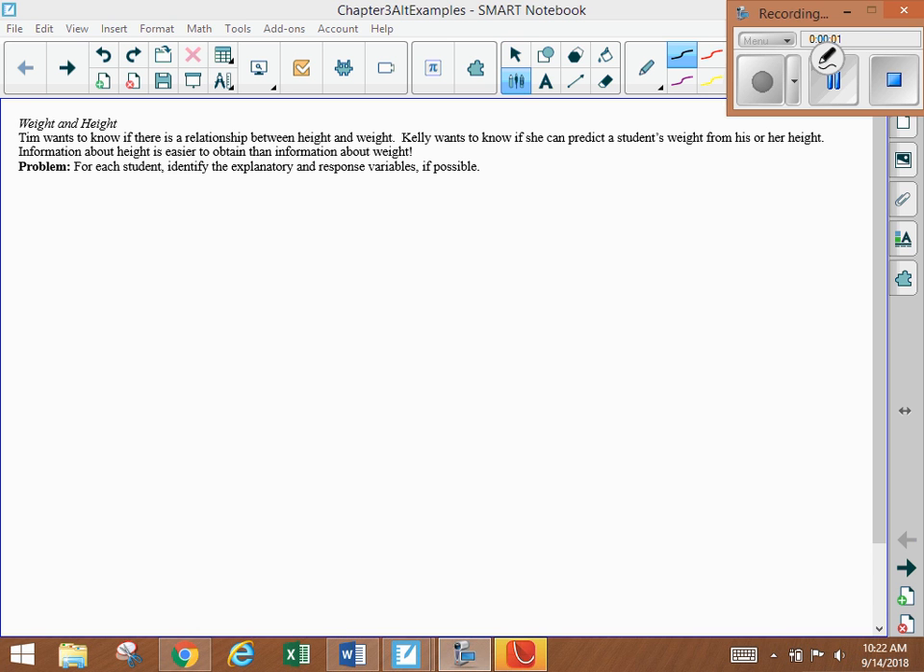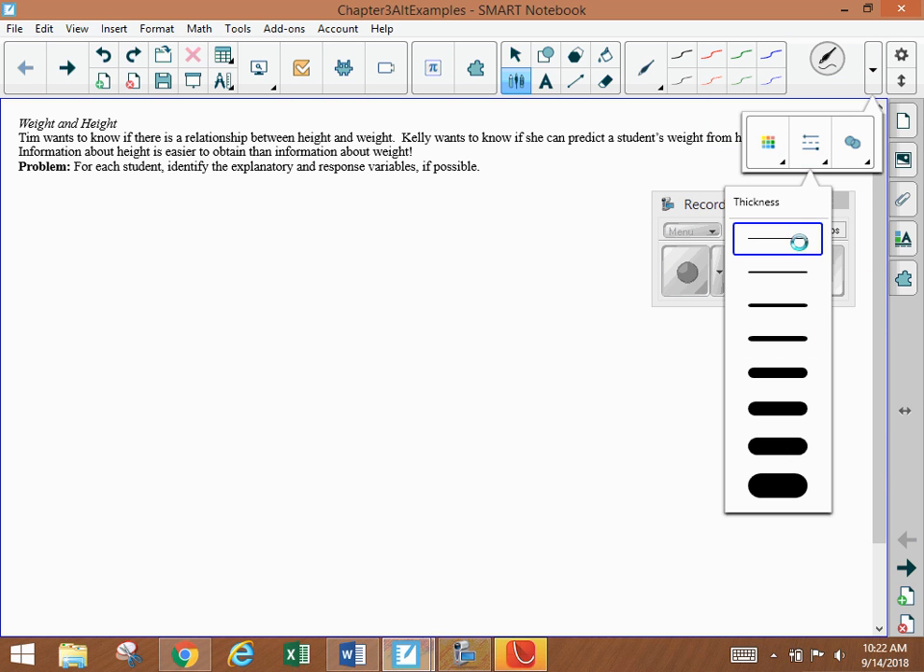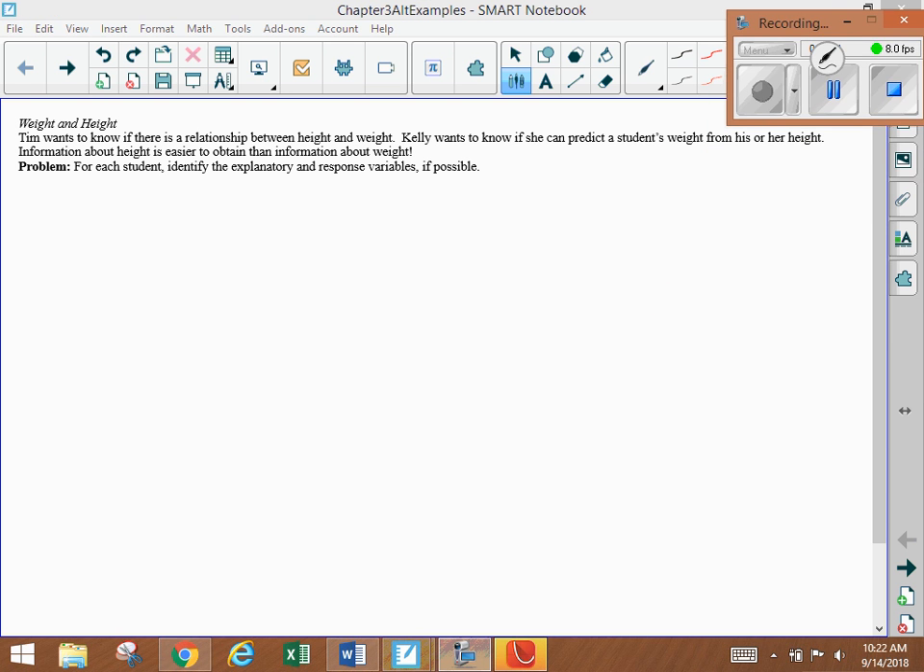Here are the alternate examples from 3.1. It starts off pretty slow, right? We're going to do a lot of calculator work today. We're going to learn how to enter this bivariate data into our calculator.